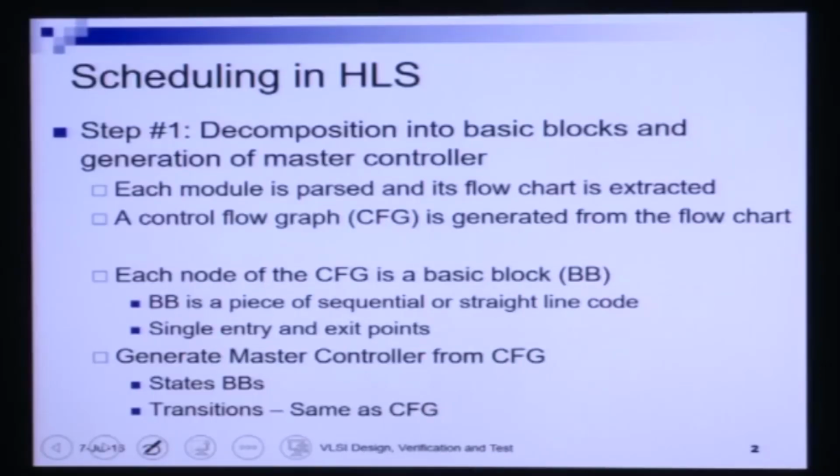So, now how does a control flow graph look like? In a control flow graph, the nodes are basic blocks, as we said before. A basic block is a piece of sequential or straight line code with a single entry point and single exit point. Control cannot come into the middle of the basic block, and control also cannot go out of the basic block in the middle. So, control comes at the beginning of the first statement of the basic block and goes out at the end of the basic block. And the edges, what do they denote? They denote the dependency among the basic blocks.